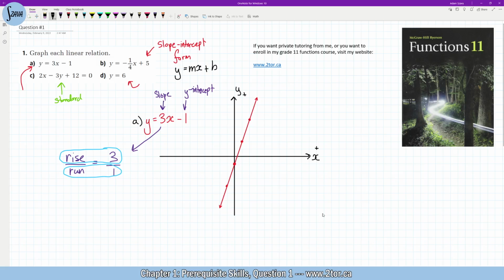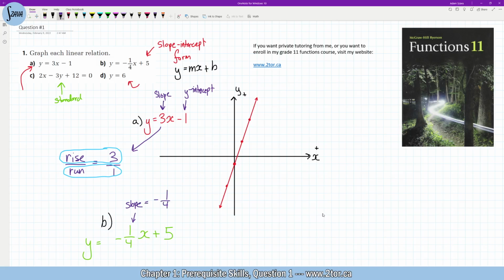Okay, let's carry on to part B. Part B I'll do in green. So y equals -1/4 x plus 5. Again, we need to identify the slope and the y-intercept. So that would be the slope. Okay, the slope is -1/4.